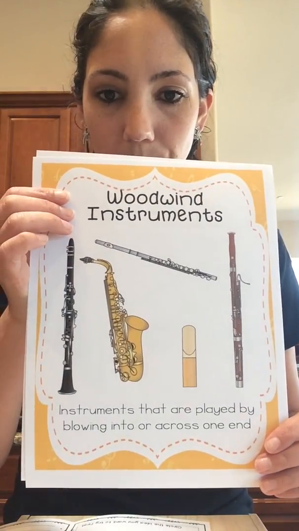Some examples of woodwind instruments that you can create are a recorder. You might see a brother or a sister working on a recorder. A pan flute. Some other examples are on here as well. So those are woodwind instruments.